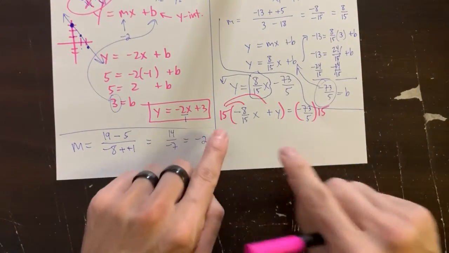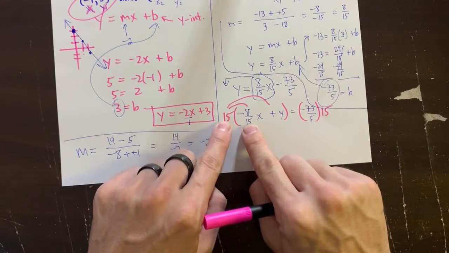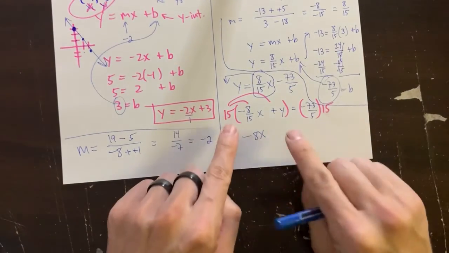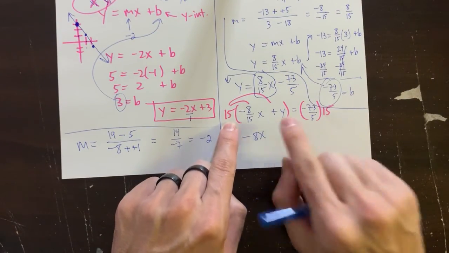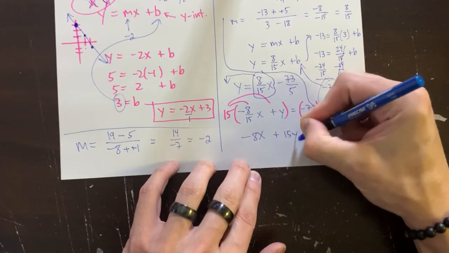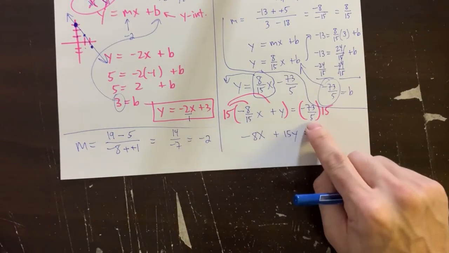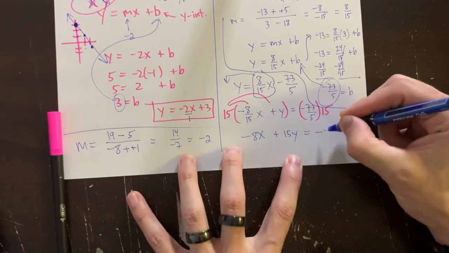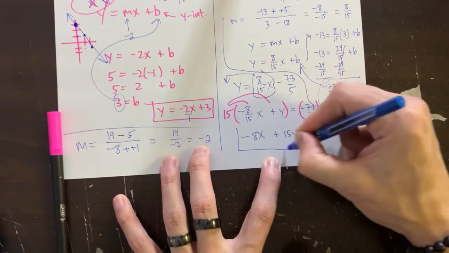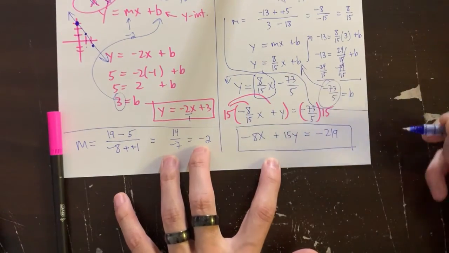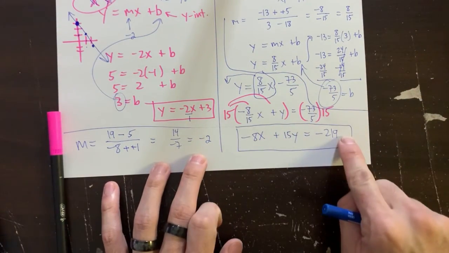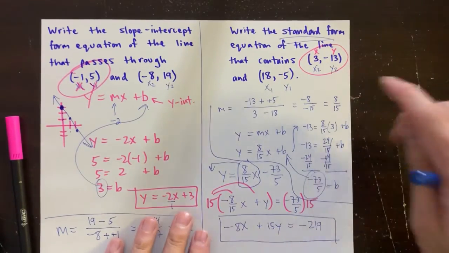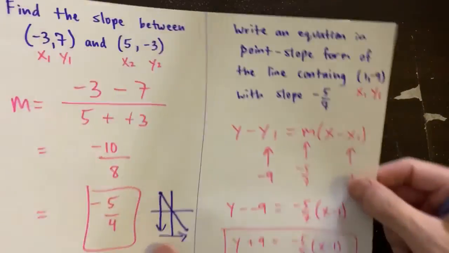So let's see. Let's distribute. This times that, the 15s would knock out. It would just be the negative 8x. This times this would be a positive 15y. And then this times this, I will rely on my calculator here. It says negative 219. So that was quite a bit of work for this last problem, but there it is. This is a line, and it's going to pass through this point and through this point. So this is one way to do problems that look like this.